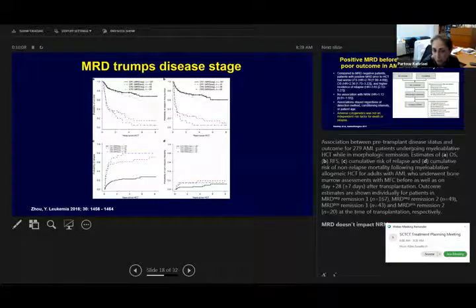Similar pattern or trend when we look at relapse-free survival. So those patients who are MRD negative, irrespective of disease stage, do better. When you look at relapse, again, those who are MRD positive, irrespective of stage, have a significantly higher rate of relapse. And when we look at non-relapse mortality, this again illustrates what was shown in the meta-analysis. There really is not an association between non-relapse mortality and MRD.